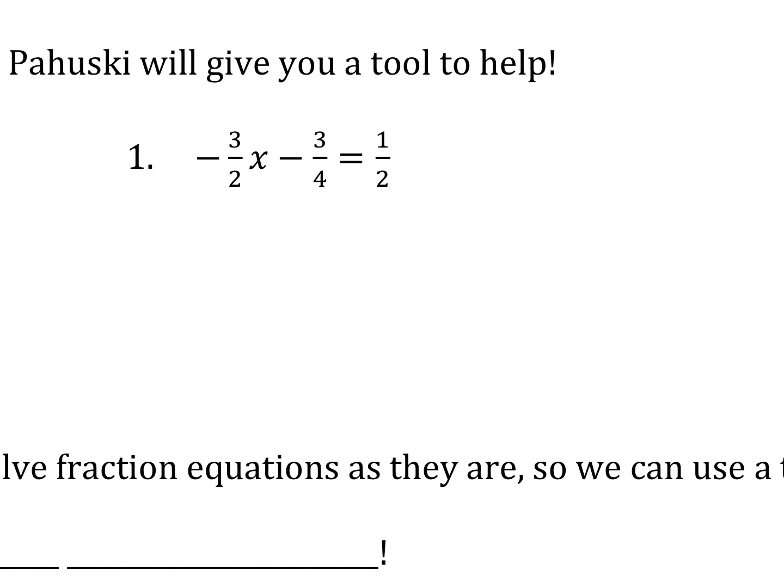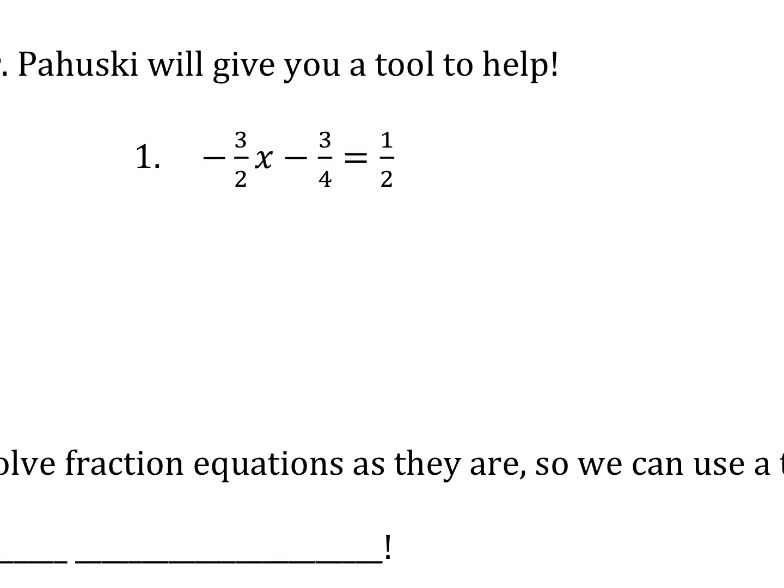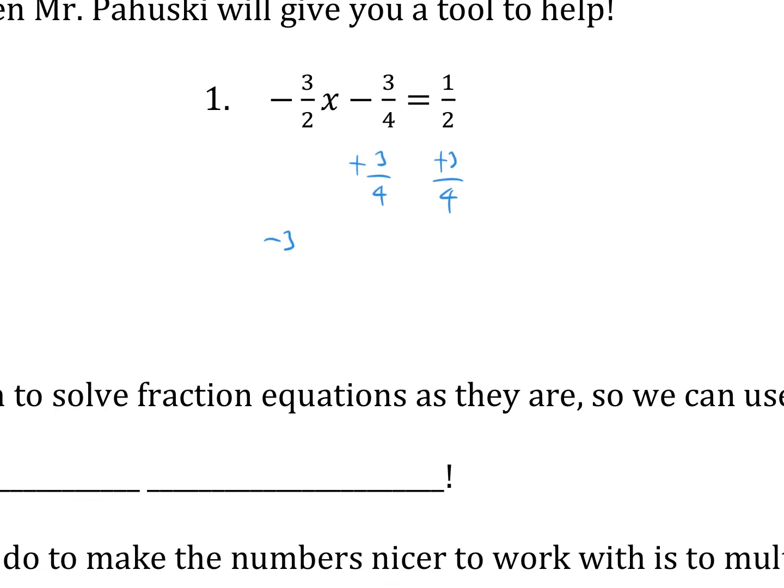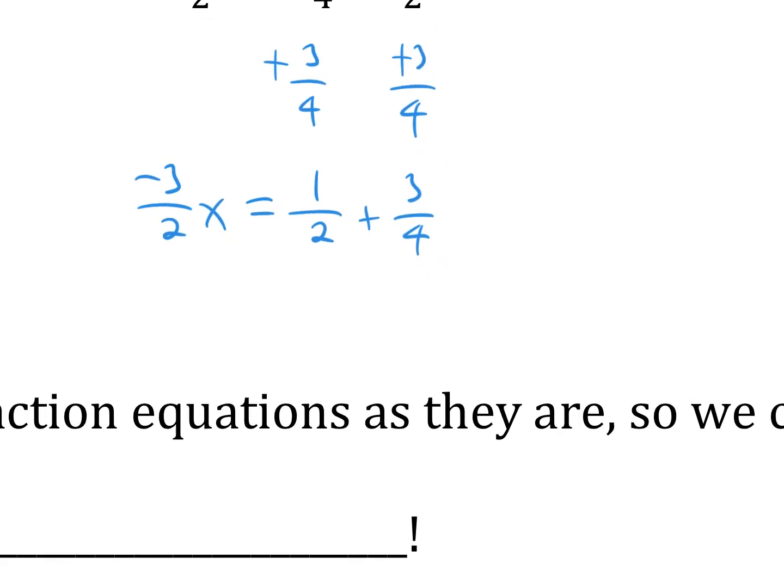All right, so for this one, we have negative 3 over 2x minus 3/4 equals 1/2. We want to get the negative 3 over 2x by itself, so we're going to undo subtracting 3/4, which means we're going to add 3/4 to both sides, okay? But now this gets kind of messy, because now we have negative 3 over 2x equals 1/2 plus 3/4. How do we add fractions? We need a common denominator, right? So what's the common denominator between 2 and 4? It's going to be 4. So we need to multiply this side by 2 to make it a common denominator.